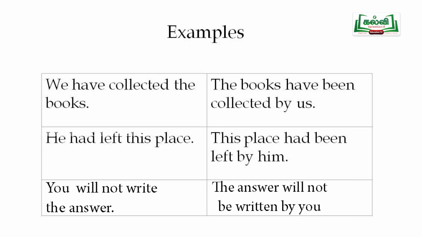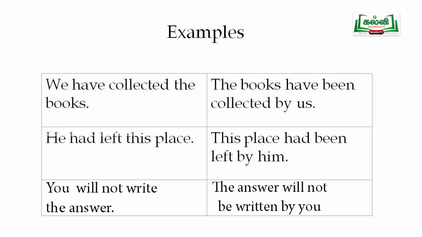Very good. Next, you will not write the answer. Which tense is this? Very good. This sentence is in future tense, simple future. It is a negative sentence, simple future. How can you change this? The object here is the answer. You is the subject, will not write is a verb, and the object is the answer. The answer will not be written by you. There is no change in the pronoun you in the passive voice. You have to use the same pronoun in the passive voice also.